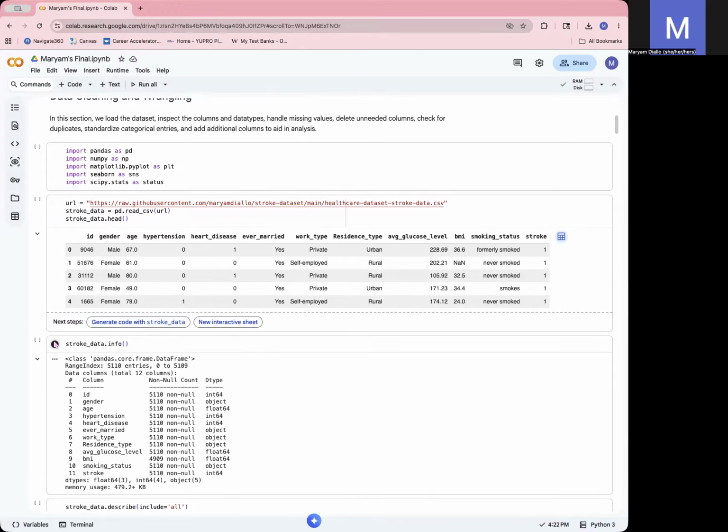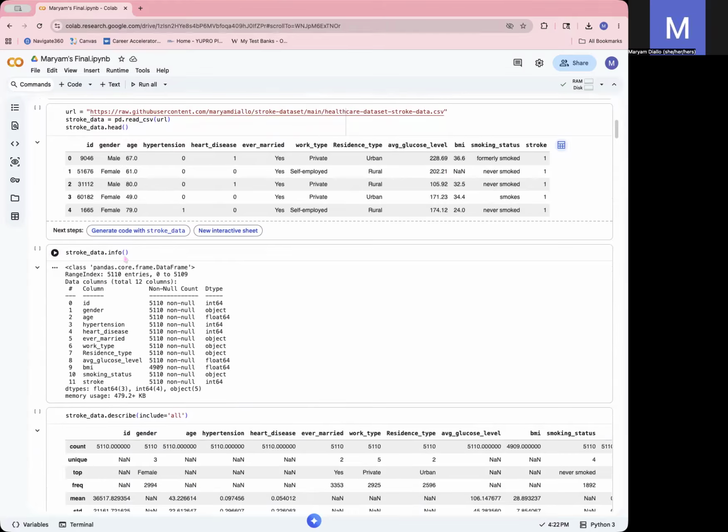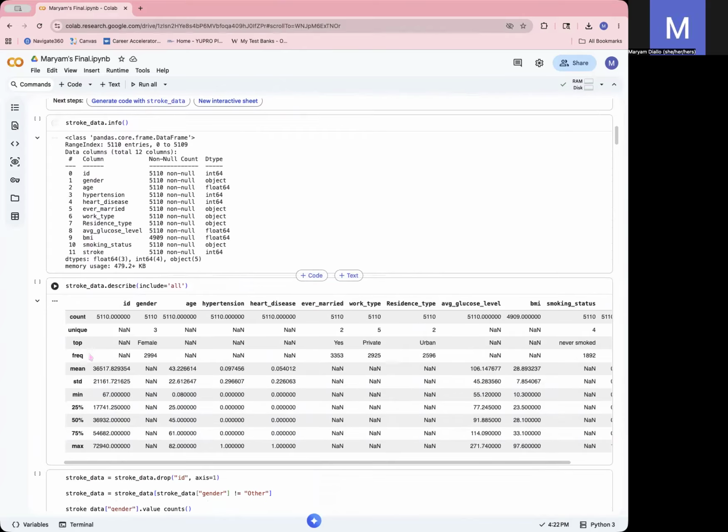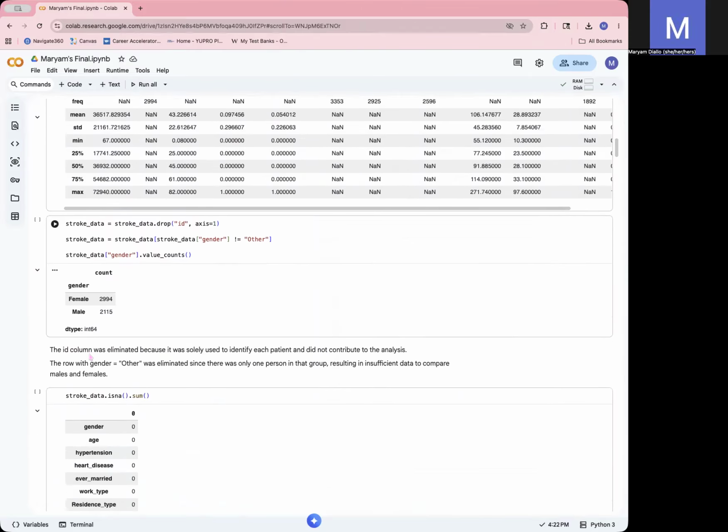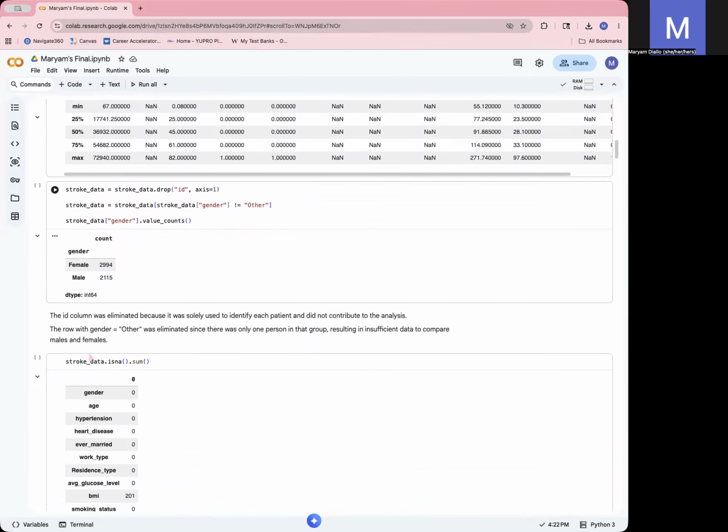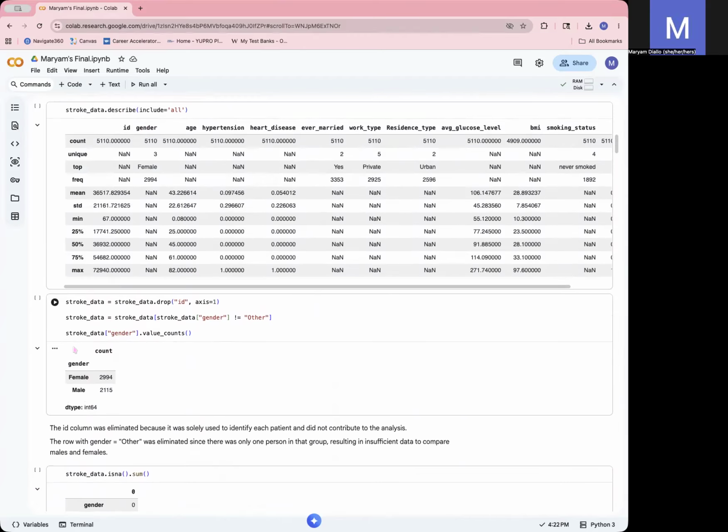For the cleaning, I used the data info to get information on my data set. First thing I did was drop the ID column because it was just a unique identifier for each patient. It really didn't serve any purpose. I also removed the one row that has other in the gender because I just wanted to focus on comparing males and females, if there's any differences there.